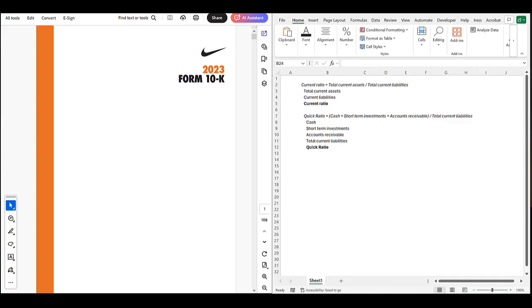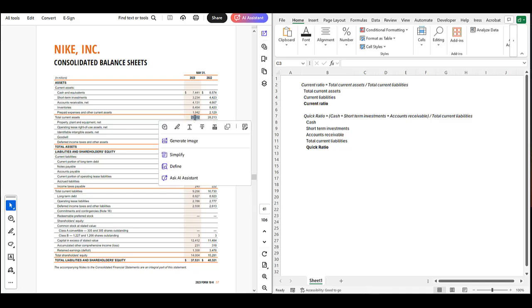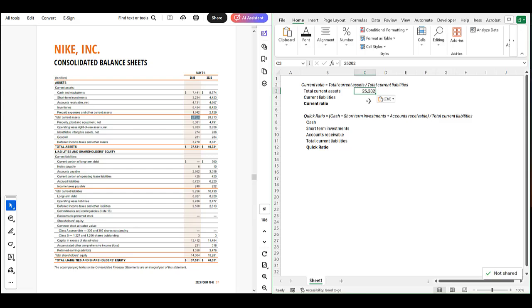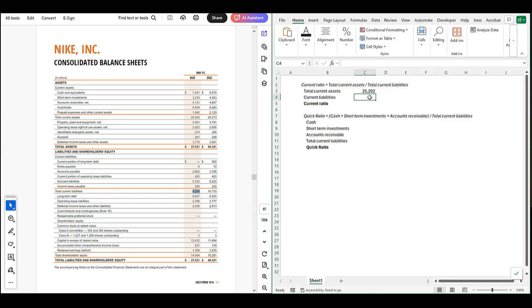Here is Nike's 10K for the year ending 31 of April 2023. Here is Nike's balance sheet. Let's first calculate the current ratio. For that, we will need total current assets and total current liabilities. Total current assets are $25,202. Total current liabilities are $9,256. 25,202 divided by 9,256 equals 2.72.